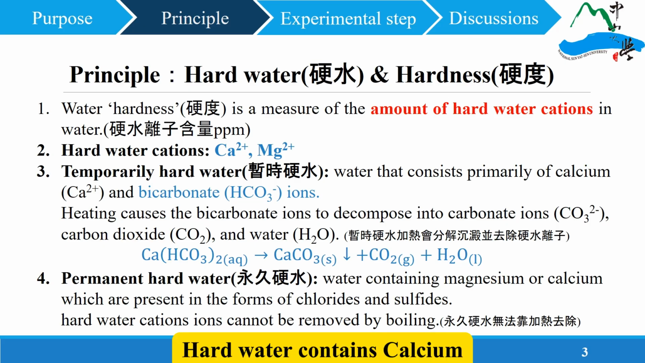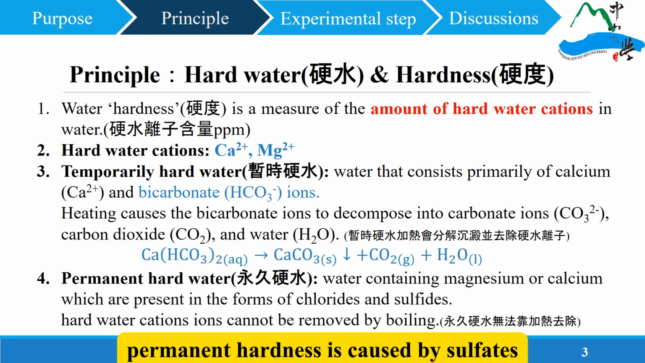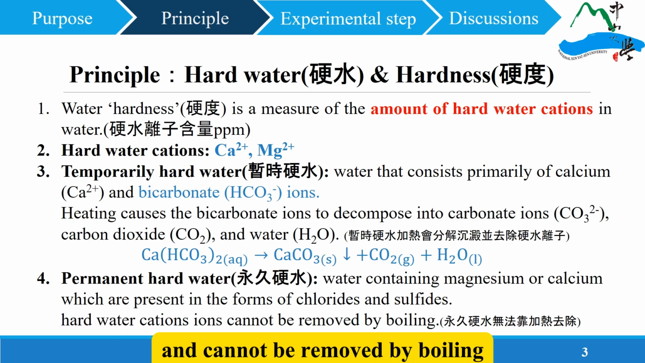Hard water contains calcium and magnesium ions. There are two types of hardness. Temporary hardness is caused by calcium and magnesium bicarbonates and can be removed by boiling. Permanent hardness is caused by sulfates and chlorides of calcium and magnesium and cannot be removed by boiling.